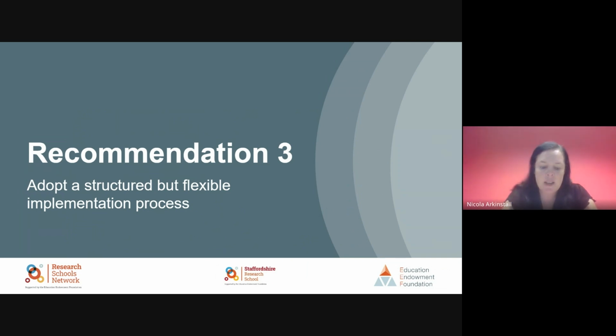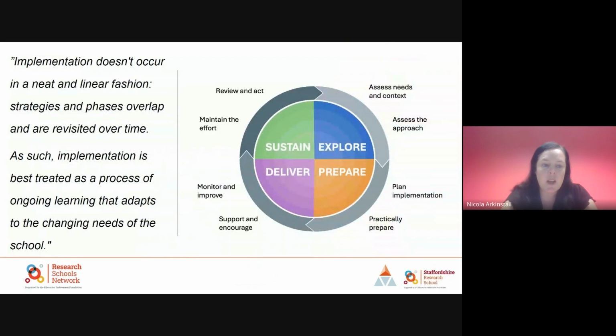Recommendation 3 of this report is about adopting a structured but flexible implementation process. If you're aware of the old guidance report, the process was there, but I think we've made some tweaks to show that it's not rigid, that it should be more flexible. And again, I'll let you read that quote there.